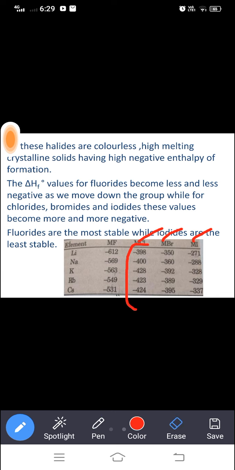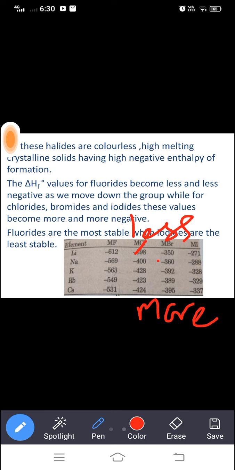What is happening? The enthalpy of formation is increasing from a lower value, a less negative value, to a more negative value. Here you want to understand the same concept. Less negative means, as I said to you, less stable. It will be less stable at the top, then at the bottom it will be more stable. So you want to remember this: less negative means less stable, more negative means more stable.